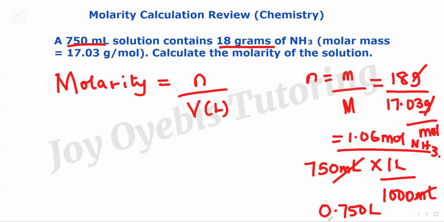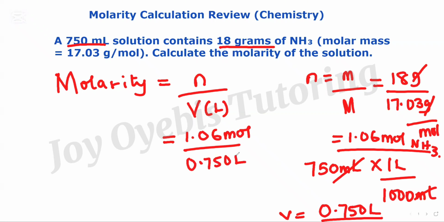Now we have the n and we have the V, okay? So plug that into this equation. We're going to have 1.06 moles over 0.750 liters. And then if we divide 1.06 by 0.75, it gives me approximately 1.4 molarity. The units for molarity can be capital M or moles per liter. So whichever one you remember to use, that will be correct. And that is the answer to that question.